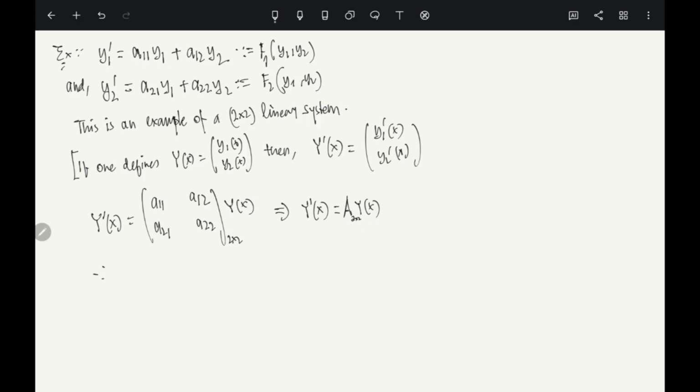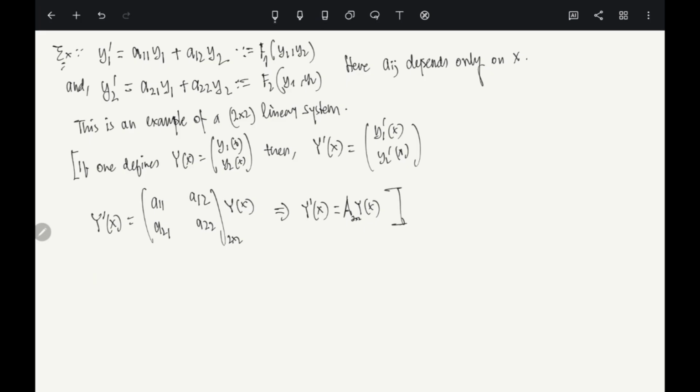Why linear? Because all the coefficients may depend on x, but here a_ij depends only on x and not on y1 and y2. So this is an example of a linear system.